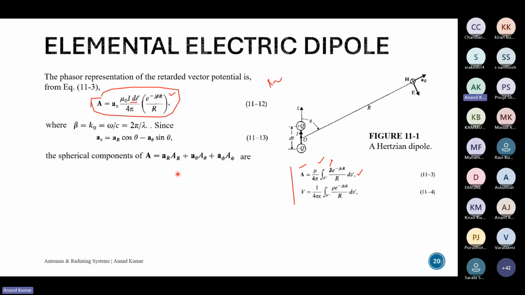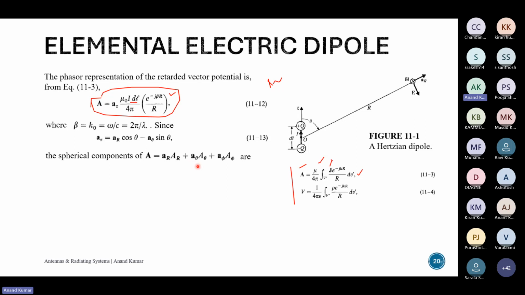Okay. There are no questions, right? The spherical components of A are then given by this expression over here. A is a small a. AR, A theta, and A phi are basically the directions. Not cylindrical, my apologies. Here we are using the spherical coordinate system.